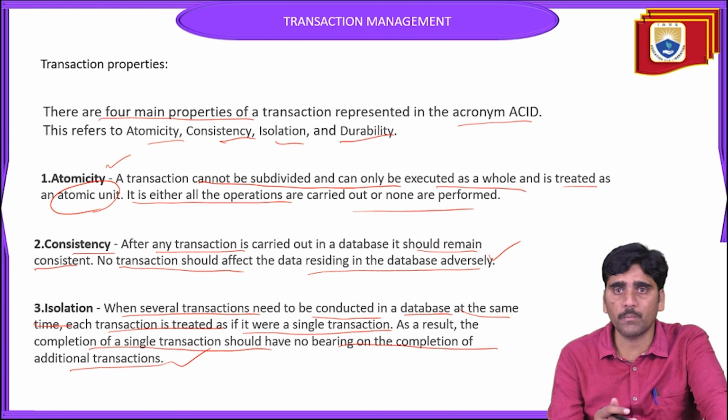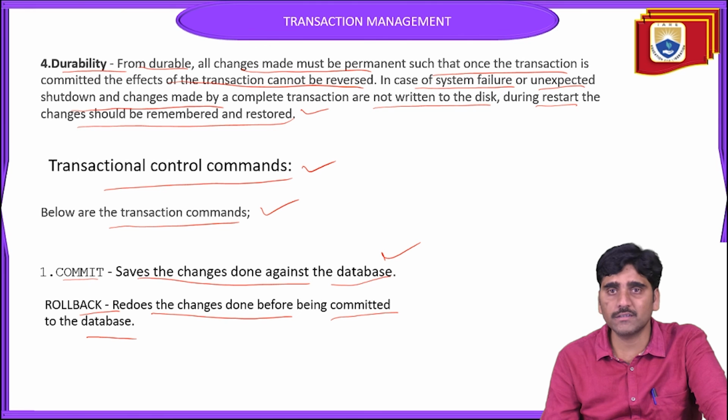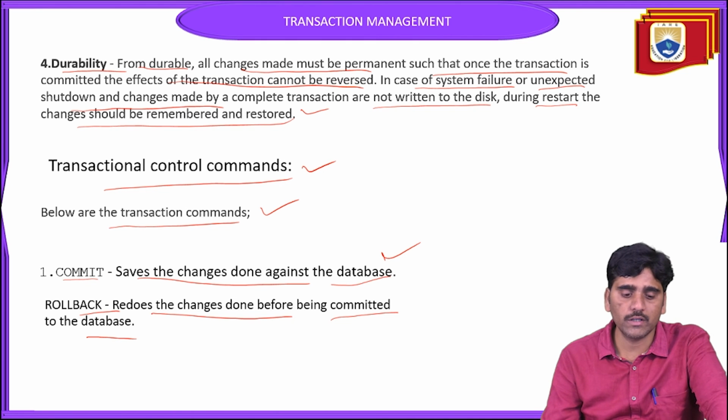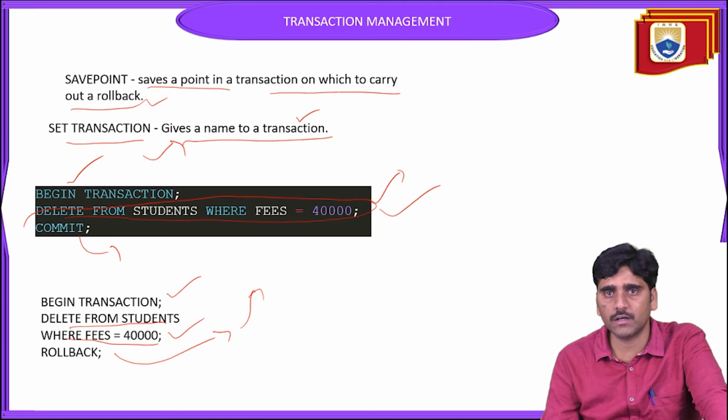And transaction properties: atomicity, consistency, isolation, and durability. All these properties were explained. And transaction control commands. In real time, the different types of transactional operations are handled with these commands: the commit operation, the rollback operation, the save point operation, and the set transaction operation. Set transaction is nothing but writing a name for the transaction.